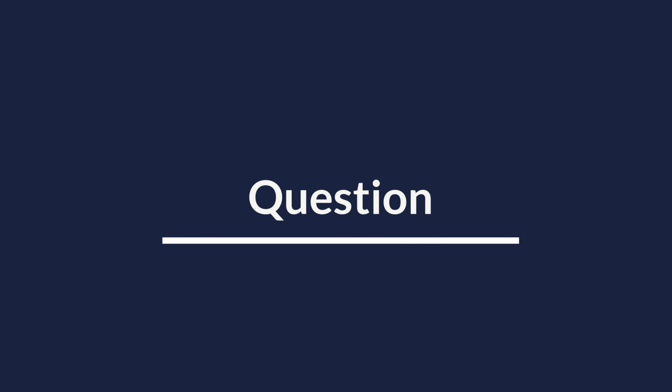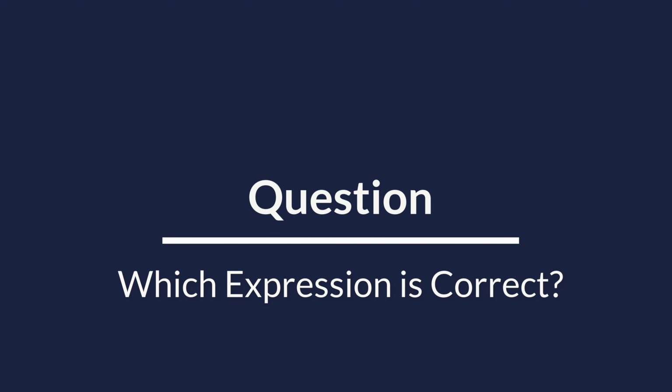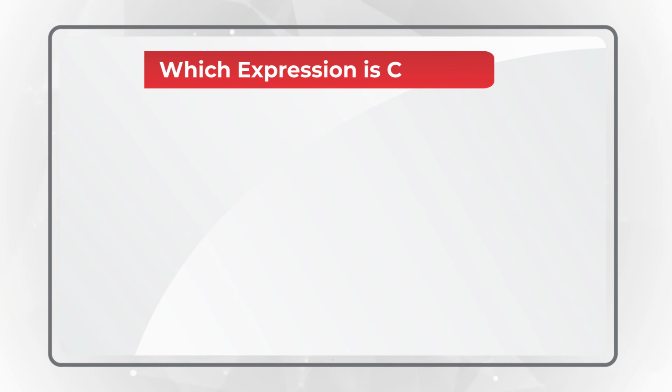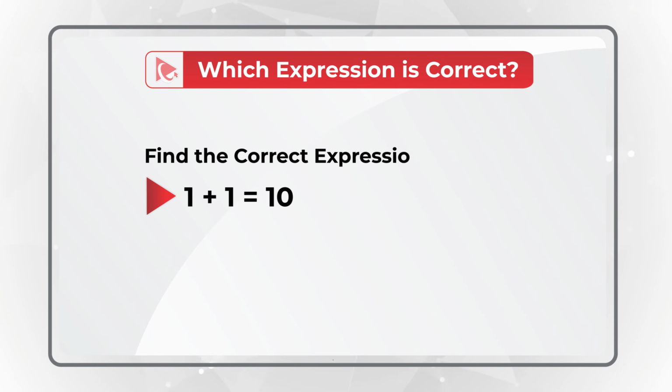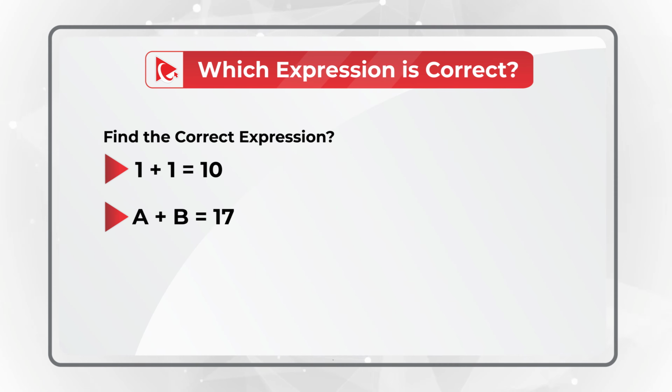Here's a very unusual question which is frequently used in the test. You need to find the correct expression. And you're presented with choices: 1 plus 1 equals 10, and second choice, A plus B equals 17. You have 4 different options to choose from.